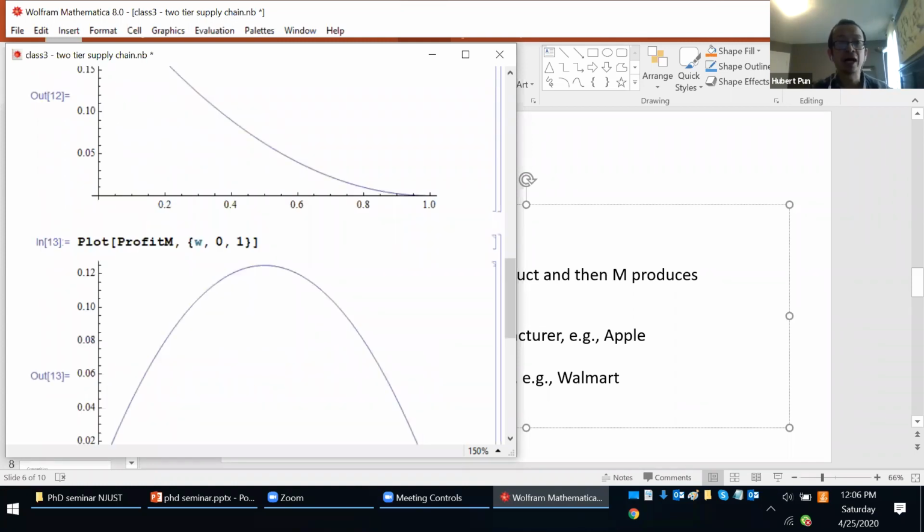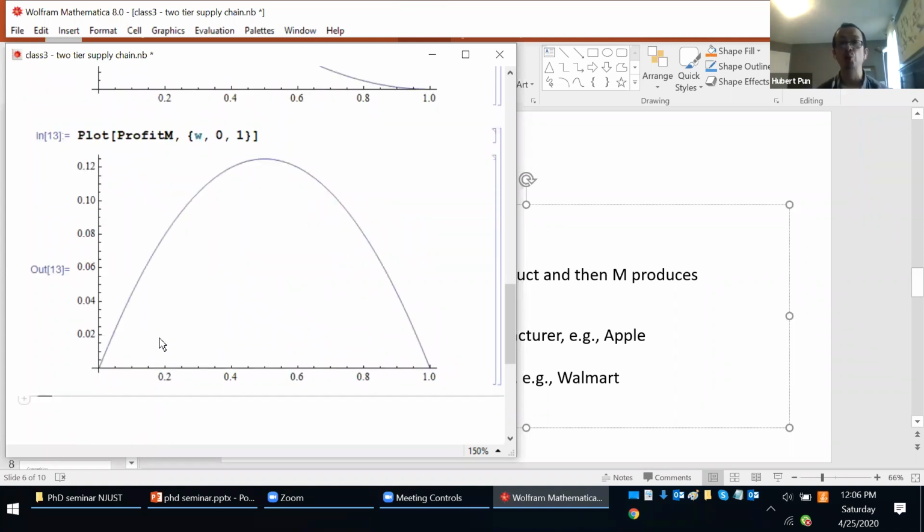Okay, now I plot a picture which is the manufacturer's profit as a function of wholesale price, where the wholesale price changes from 0 to 1. And this is the picture. So on the x-axis is the wholesale price. So let me try to explain what it means.